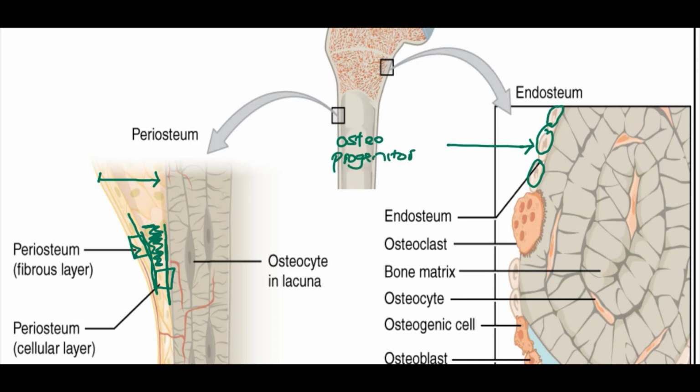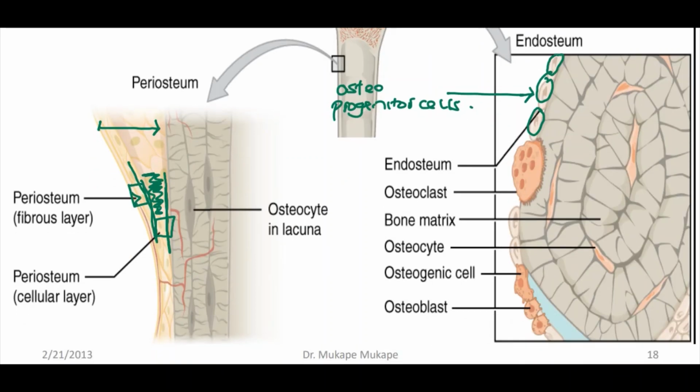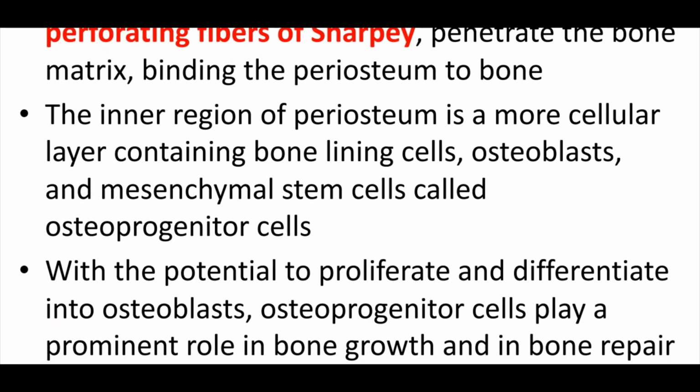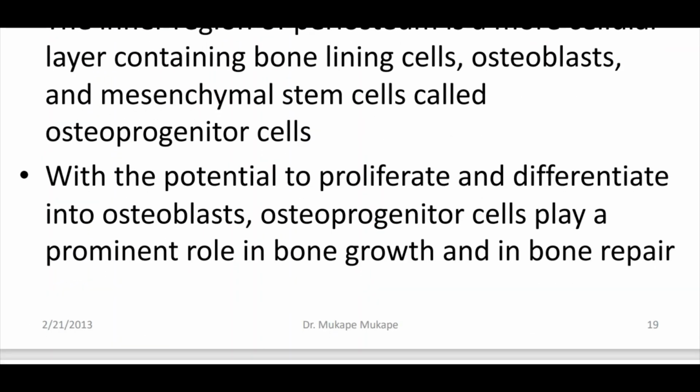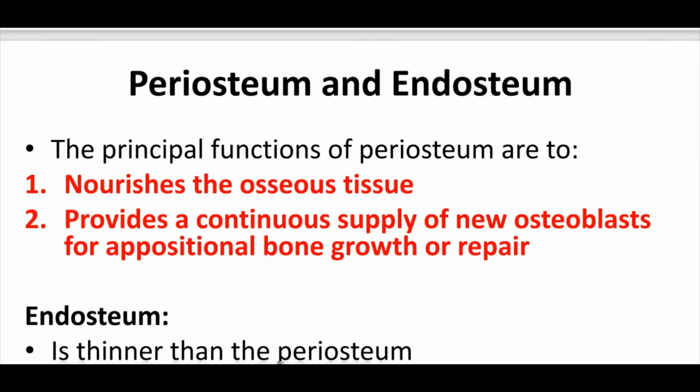These osteoprogenitor cells are capable of synthesizing osteoblasts, and the osteoblast is the one that synthesizes the matrix of the bone. So the osteoprogenitor cells have the potential to proliferate and differentiate into osteoblasts. These play a prominent role in bone growth and in bone repair.